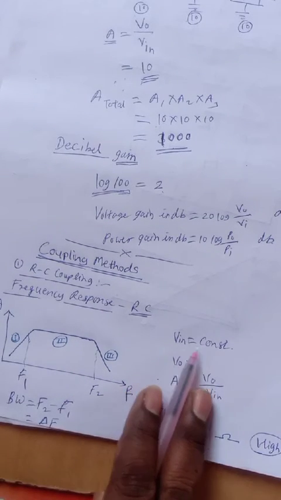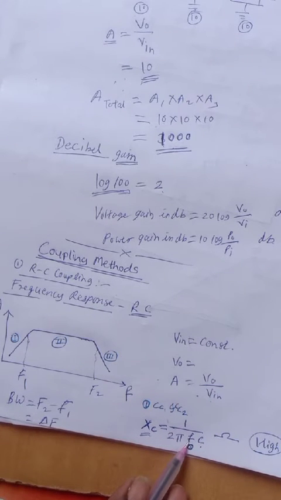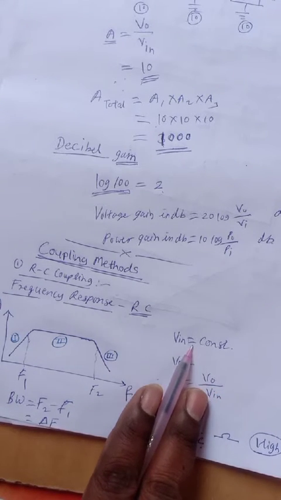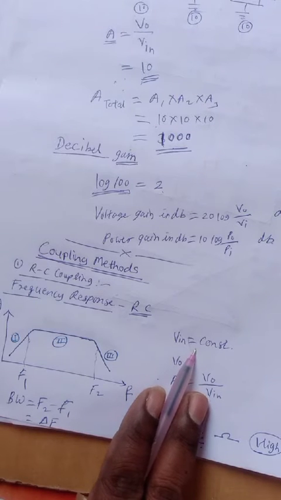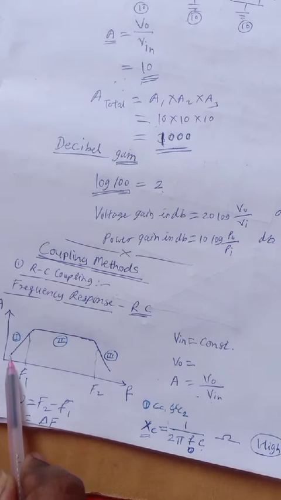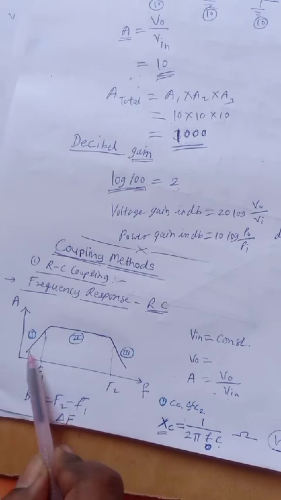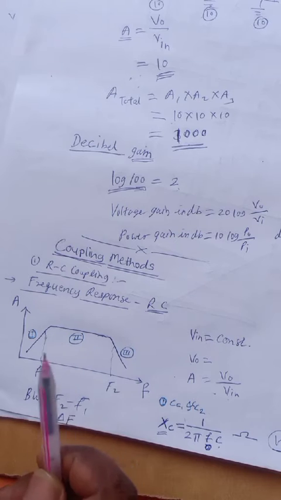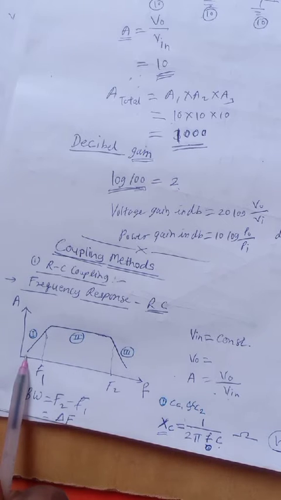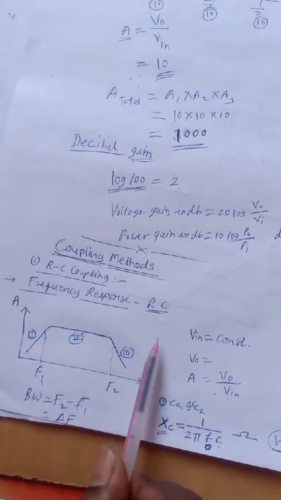Though this input is AC and has this frequency, the capacitor gives more opposition to the input voltage. So the input voltage that is coupled to the base of the transistor is low, and we get a low output voltage and low gain. This is the gain. If the output voltage is low, then the gain is low.